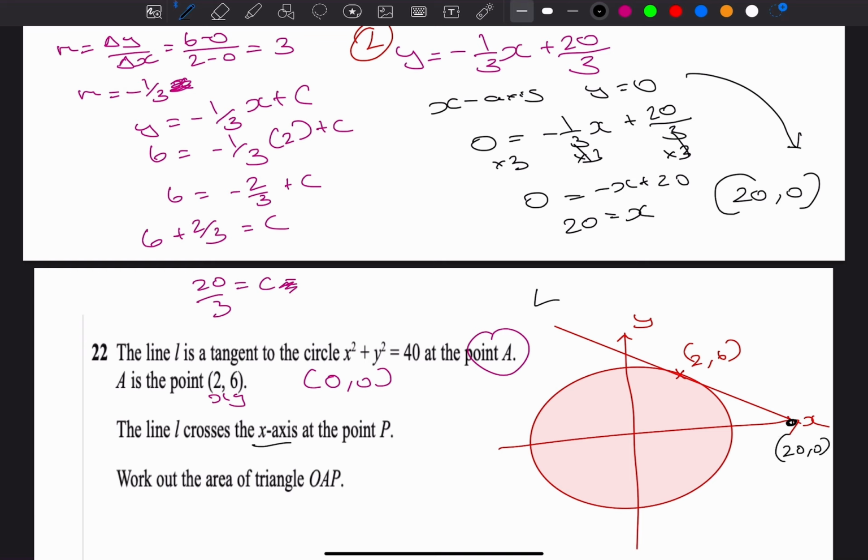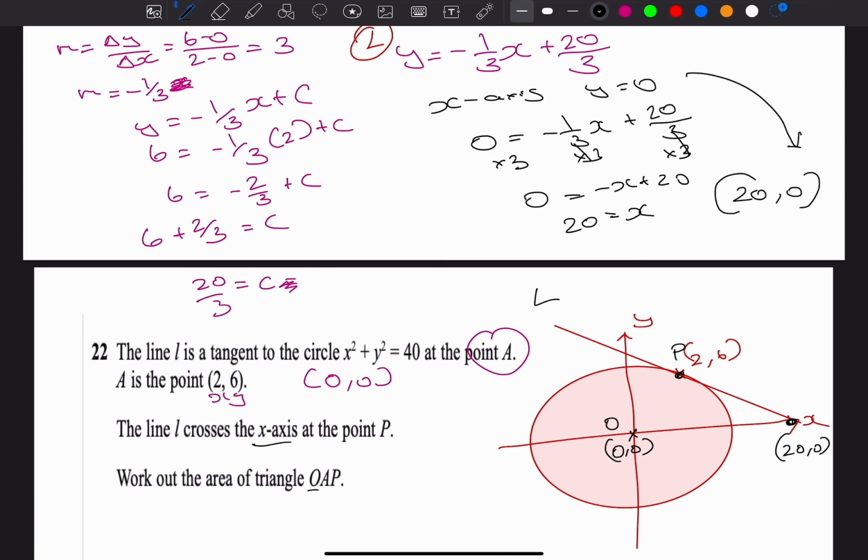Okay, they want O, the origin, I know that, 0 comma 0. P is the point which is this one. So let's see, they want this triangle, O, I think that's an A, yeah, OAP. They want that triangle. Can you see that?